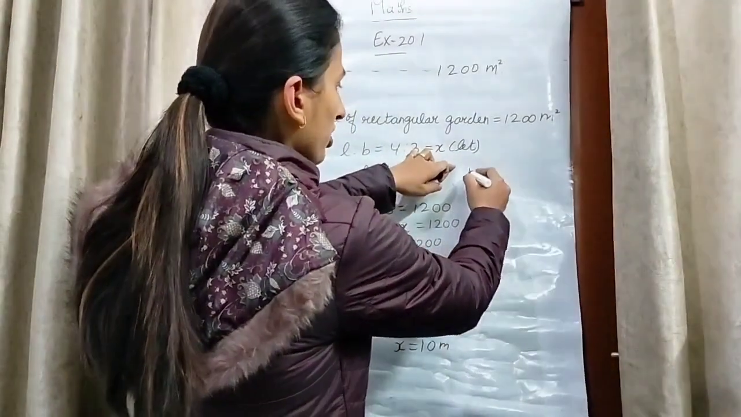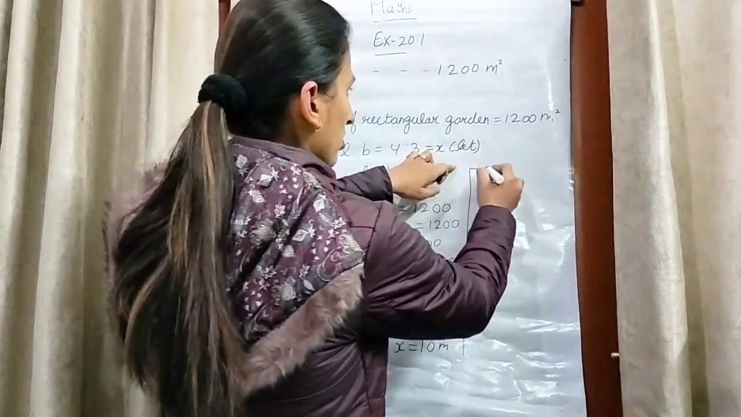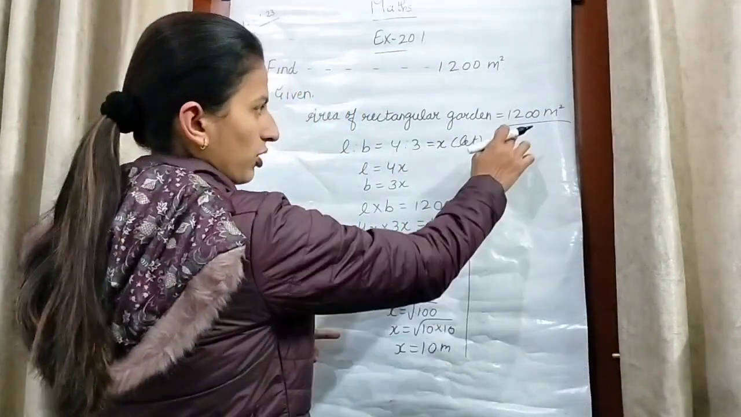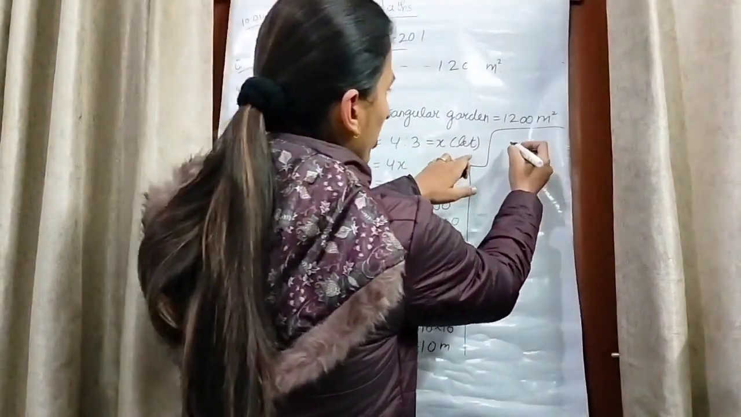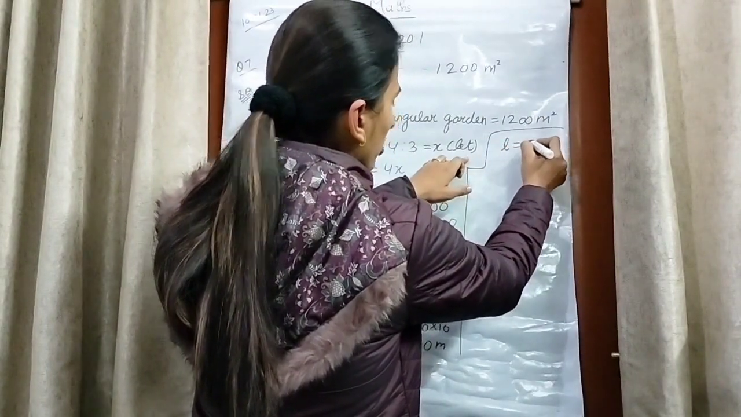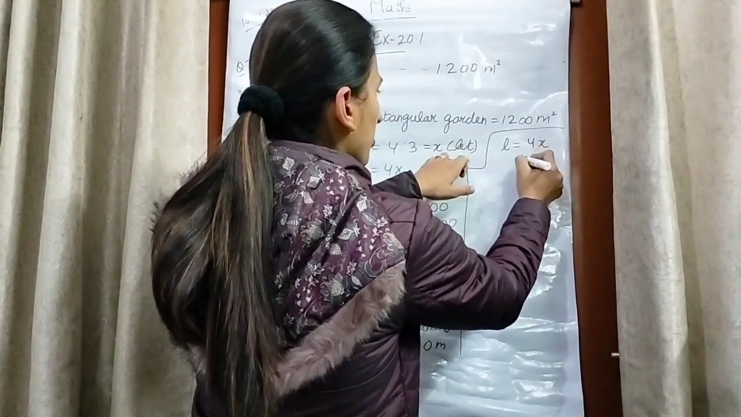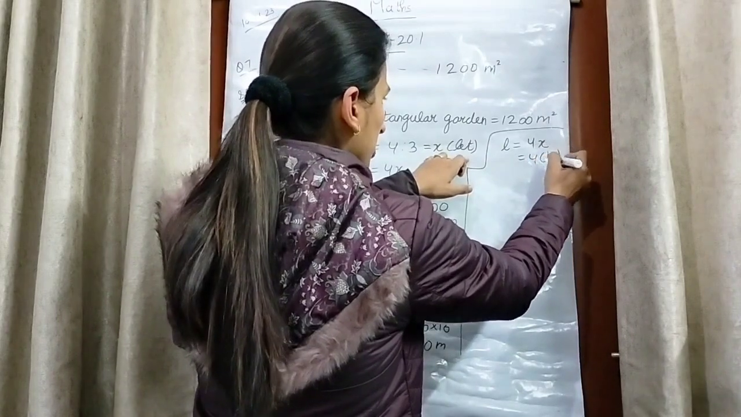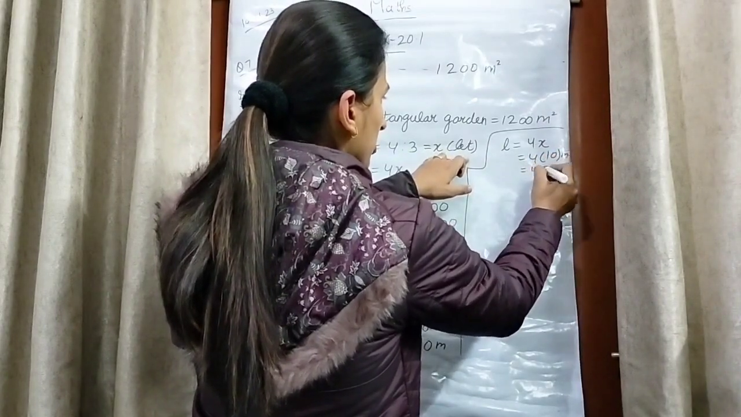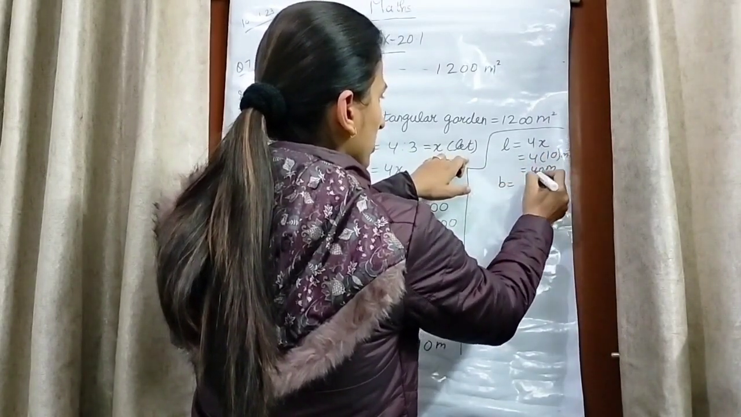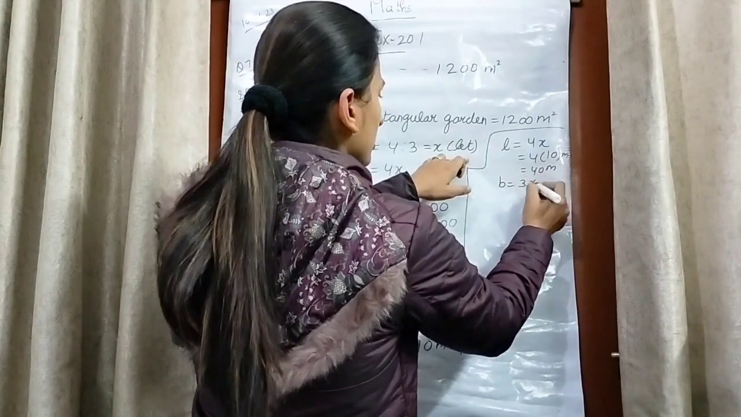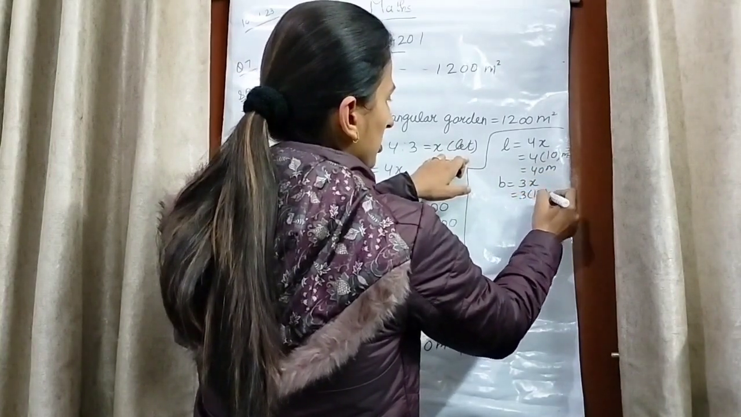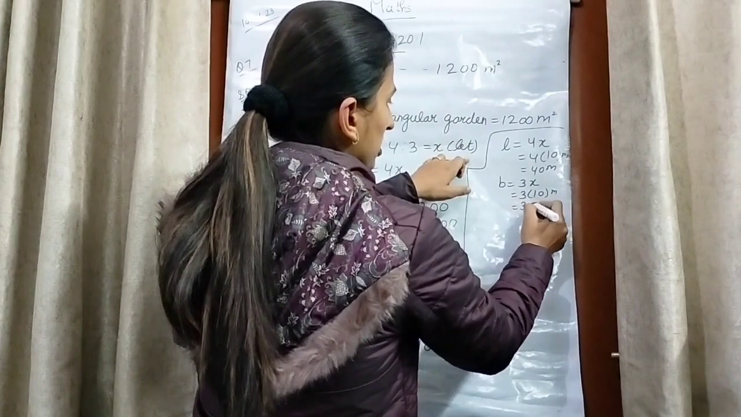I am writing here, you can copy down. After the value of x, you will copy down from here. So value of x, I will put here L equal to 4x. So it means 4 into 10 meter means 40 meter. And value of B is 3x, means 3 into 10 meter means 30 meter.